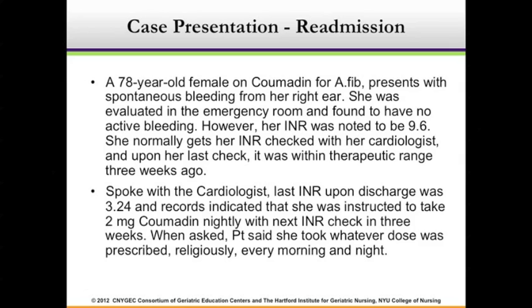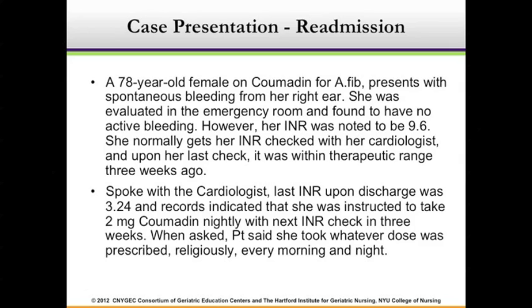This is a case of a 78-year-old female who's on Coumadin for atrial fibrillation. She presents to the emergency room with spontaneous right ear bleeding. In the emergency room, she is evaluated and found to have no active bleeding. However, her international normalized ratio is 9.6, supratherapeutic. The normal is between 2 to 3.